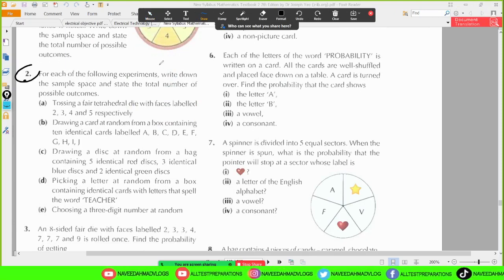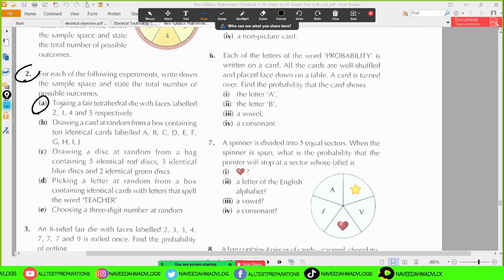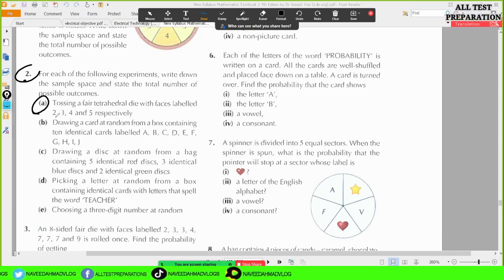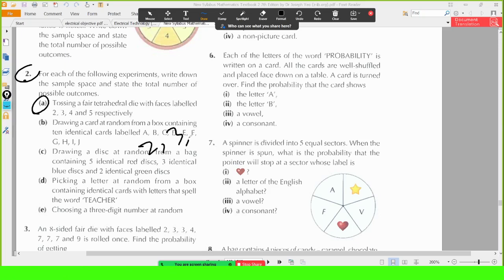For each of the following experiments, write down the sample space and state the total number of possible outcomes. Tossing a fair tetrahedral die with faces labeled 2, 3, 4, and 5. Tetrahedral means it will have 4 sides, so what are the labels on the sides: 2, 3, 4 and 5. So this will be the sample space.